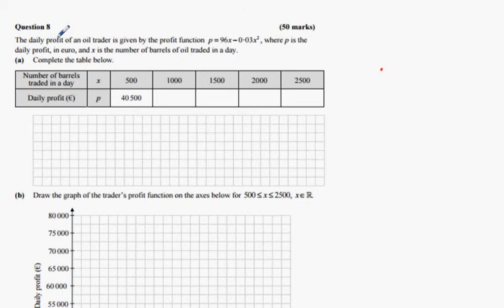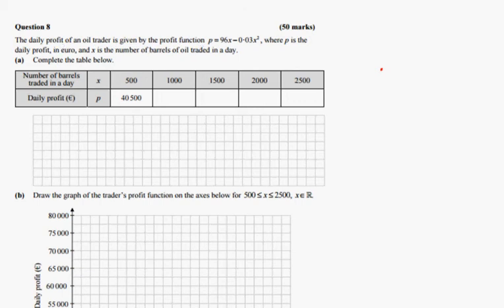So, the profit of the oil, I haven't done this one before, have I? Okay, so look, everybody looking at this? I'm not looking at anything else. Okay, so it's an N-shaped curve, okay? And it gives you the profit function, where P is the daily profit in euro and x is the number of barrels of oil traded a day.